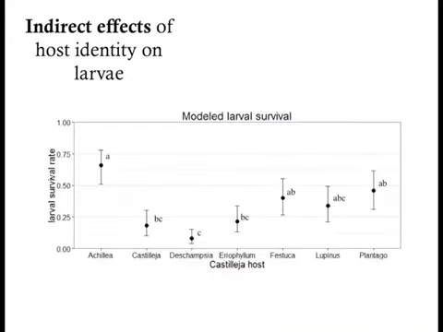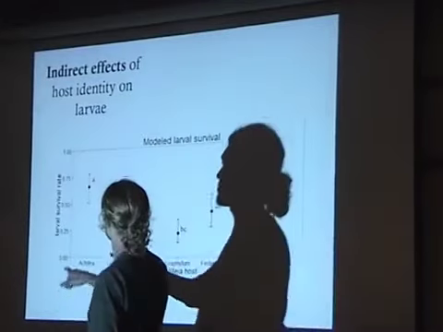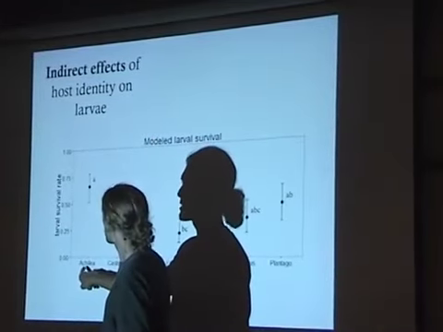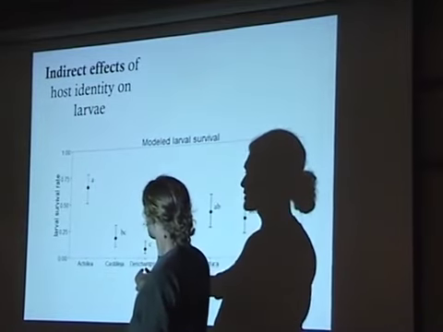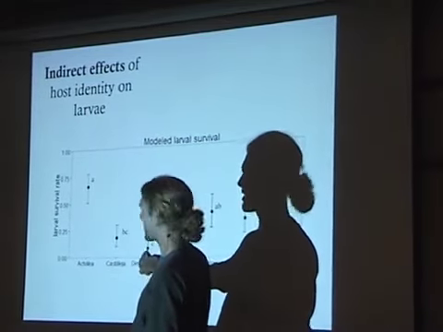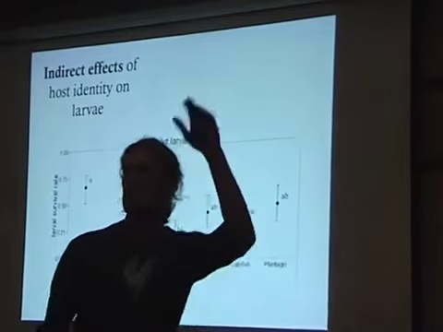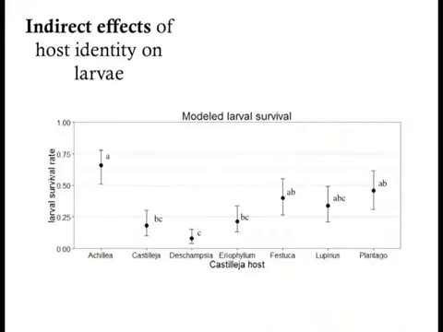So here's what happened to the larvae. Here's their survival. If they were on a paintbrush that was paired with yarrow, like two-thirds of them survived. If they were paired indirectly with Deschampsia, for example, like 6% survived. So huge difference in survival based on which plant the paintbrush was paired with, which is kind of interesting.